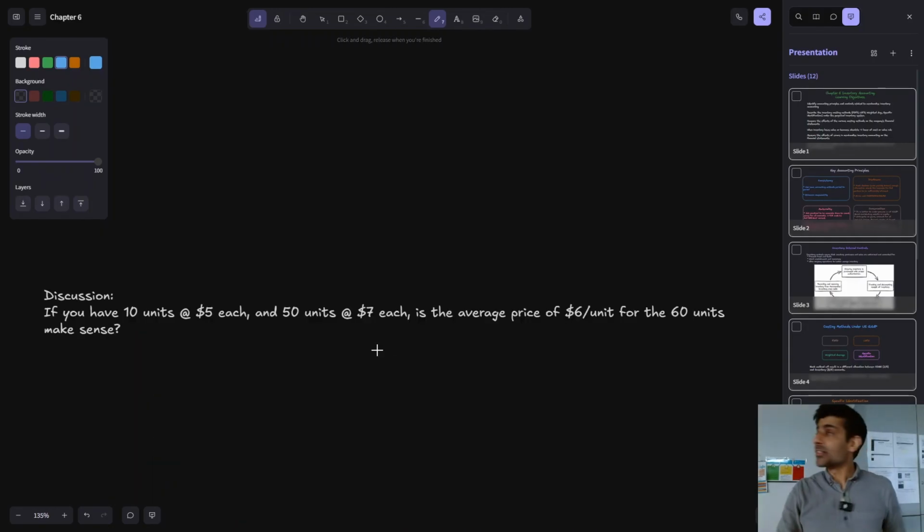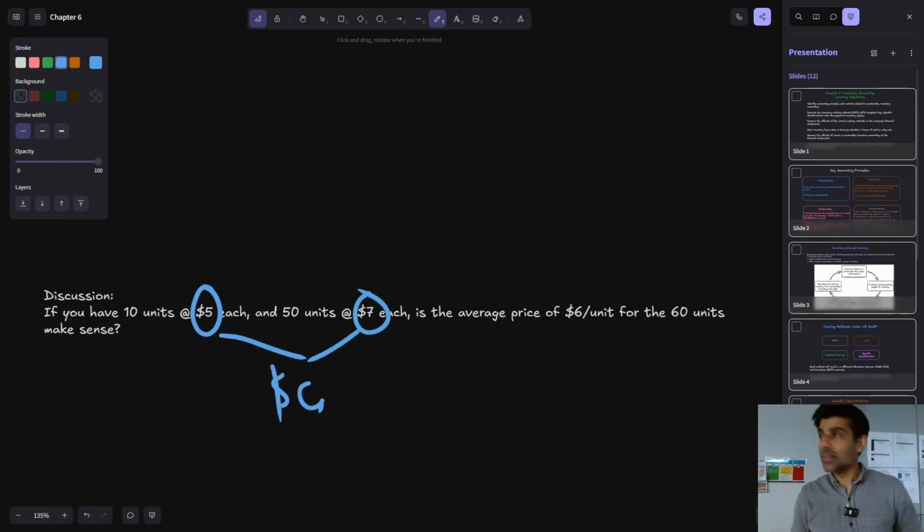Okay, so this is just a math question. We're going to talk about this last method. If you have 10 units at $5 each and 50 units at $7 each, is the average price of $6 for the 60 units? Does that make sense to use? Think about that for a minute. Talk to your neighbor. Discuss if you think that's fair. Because remember, how did I get $6? The average of 5 and 7 is $6.